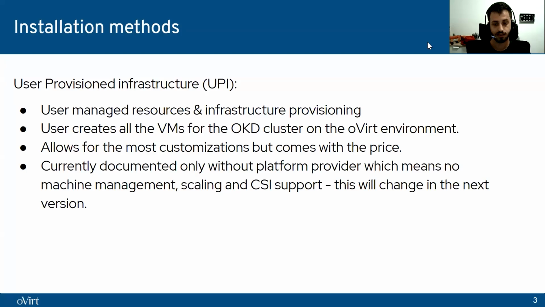There are a set of Ansible scripts that are available in the documentation, which you can use to deploy your user provisioned infrastructure. Currently, we only document creating the OKD cluster without platform integration. Essentially, what that means is that there is no machine management, scaling or auto-scaling of worker nodes, and no CSI support at all. We do intend to change it in the next version and hope to have documentation for user provisioned infrastructure with provider integration, but currently there is none.